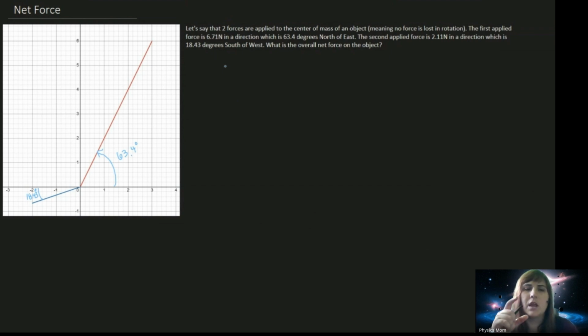Polar coordinates meaning, for the first force, let's call that force sub 1, that's equal to the radius component, 6.71 newtons, in the direction of 63.43 degrees. That would be my first polar coordinate. My second polar coordinate is a little different. The radius is still 2.11 newtons, but then I have to specify the angle.